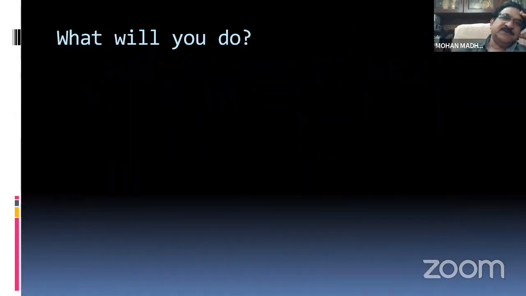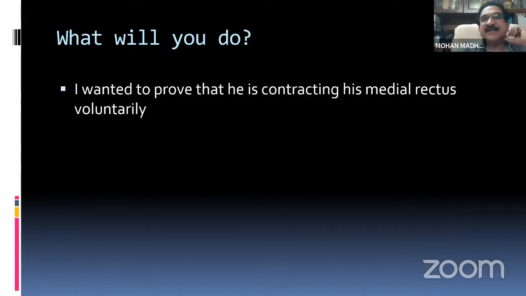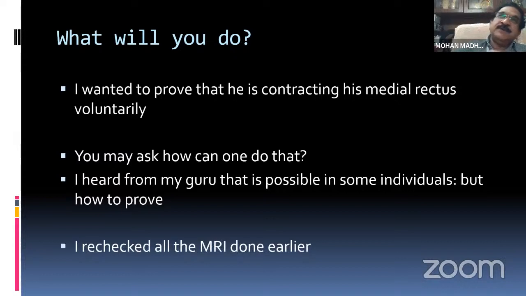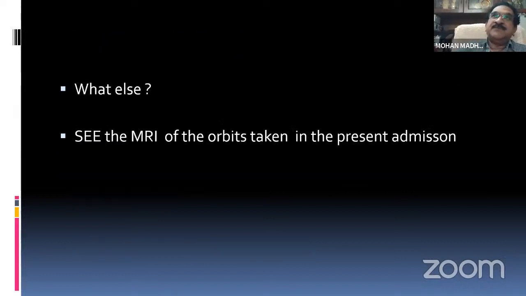So what did I do? I wanted to prove that he's contracting his medial rectus voluntarily. That was my aim. You may ask, how can one do that? Because, as I told you before, my professor told me some people can do that. So I went back and checked all the MRI films.